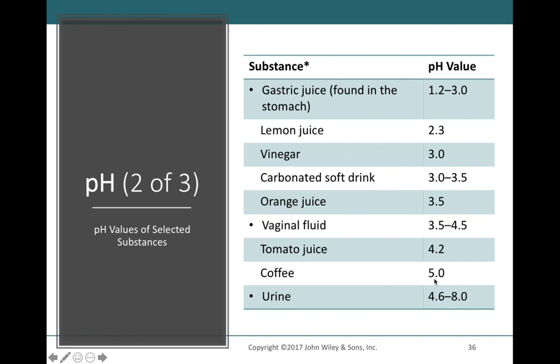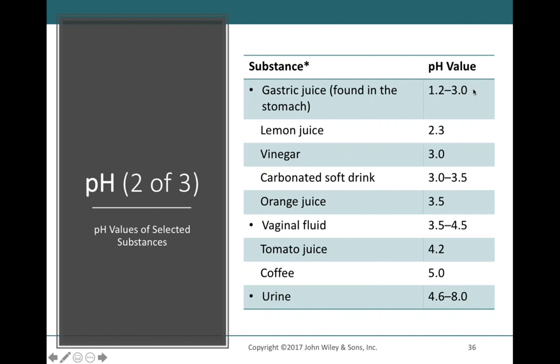You can see coffee here is going to be acidic. Tomato juice is going to be acidic. Vinegar is going to be acidic. This is why a lot of folks use vinegar to clean their homes, because this is an acid. This is just an example here. You can see gastric juice. Gastric juice is very acidic, 1.2 to 3.0 on the pH scale.